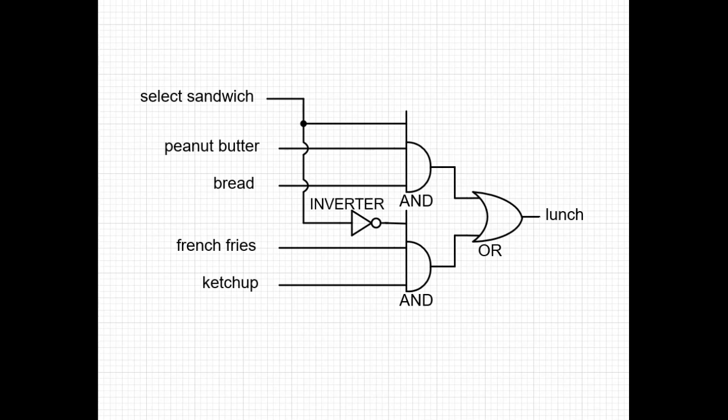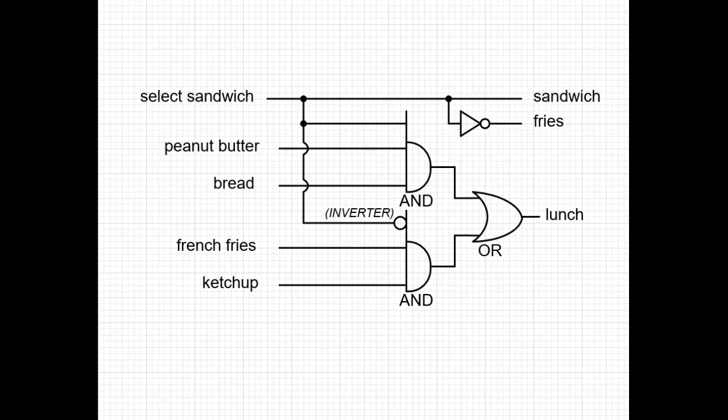We do this with a new type of gate, an inverter, which does just what its name implies. When the input is active, the output is inactive. And when the input is inactive, the output is active. So when select sandwich is active, the sandwich AND gate is enabled. And when select sandwich is inactive, the fries AND gate is enabled. We often use a bubble to show an inversion. Finally, we can carry our selection signal off to the kitchen to let them know what we want.